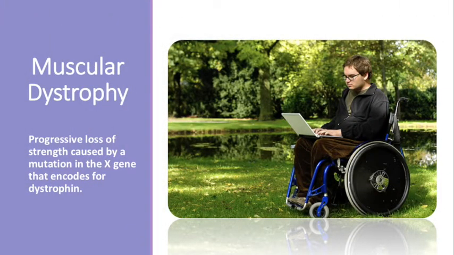Duchenne muscular dystrophy. DMD is a progressive neuromuscular degenerative disorder that manifests once fat and connective tissue begin to replace muscle that has been destroyed by the disease process. So again, muscle tissue will be replaced by fat and connective tissue. It is the most common fatal genetic disorder diagnosed in childhood.